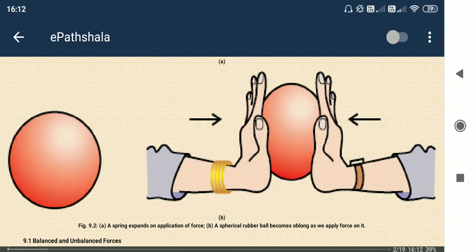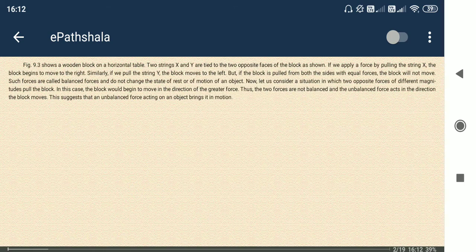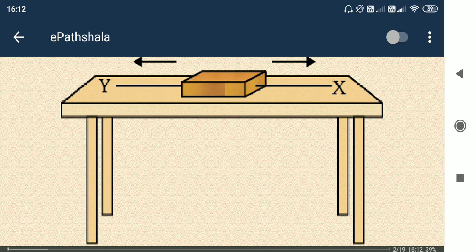Here you can see by applying force the volume is decreasing. The force we are applying is not in the same direction, it's in the opposite direction, but finally the volume of the ball or balloon is decreasing. Here we are taking it from one location to another location by applying force.